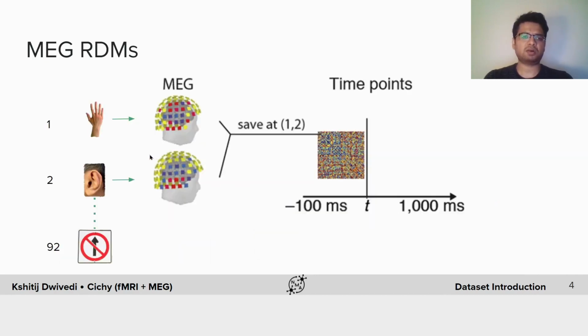Now let's look at how MEG RDMs are calculated. For a given pair of images, we calculate the distance between the corresponding MEG responses for this pair of images and use it to populate a matrix that has dimension stimulus cross stimulus. If we calculate all pairwise comparisons, we can fill the matrix, and this matrix is known as a representational dissimilarity matrix, or RDM in short. For MEG, we provide the RDM at each time point from -100 milliseconds to 1000 milliseconds after the stimulus onset.